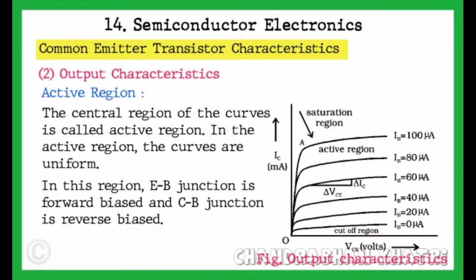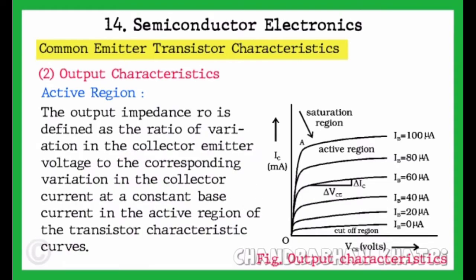Third part, active region. The central region of the curve is called active region. In the active region, the curves are uniform. In this region, EB junction is forward biased and CB junction is reverse biased.